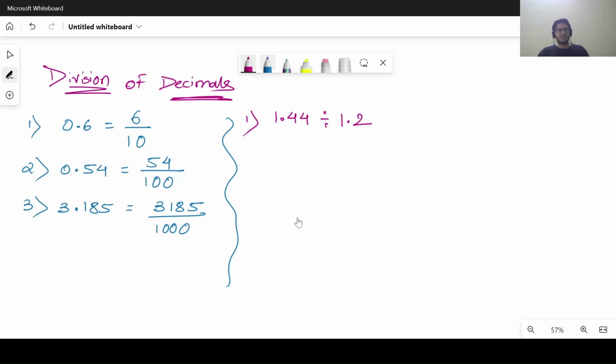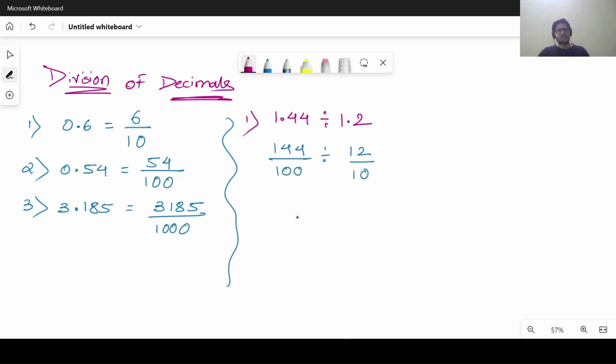Now you can see that for the first number, which is the numerator, 1.44, there are two digits after the decimal point. So when we are converting that into a fraction, there will be two zeros which represents as 100. So it's 144 upon 100 is the fraction representation of 1.44. Similarly, with 1.2, we are going to write that as 12 upon 10, which is the fraction representation of 1.2. Is that clear? Okay.